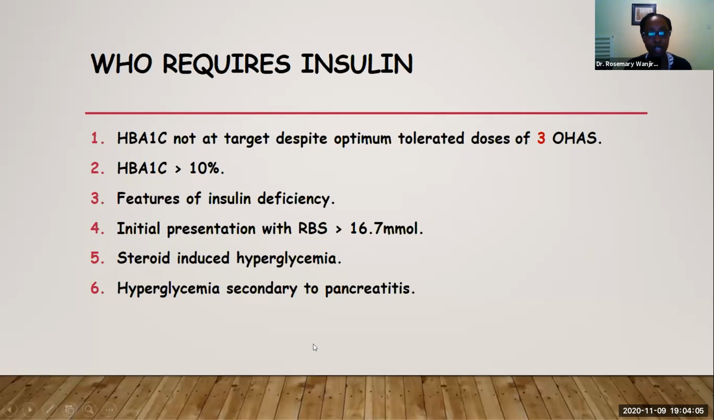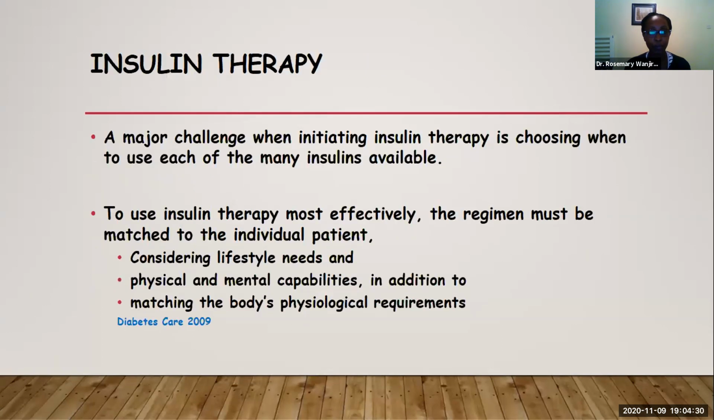For steroid-induced hyperglycemia, treatment is usually insulin, or hyperglycemia secondary to pancreatitis, because the pancreas is the one that has beta cells that produce insulin. Therefore, if it is damaged, giving oral hypoglycemic agents will not be of added value. So these are the classes. Not only this, there are many other people, but these are usually mostly absolute indications for patients who require insulin.